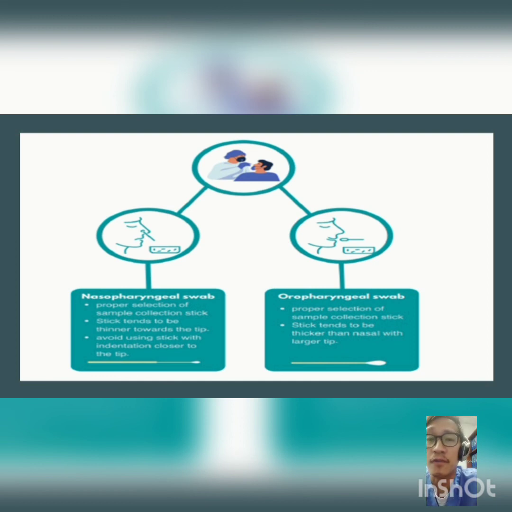So I think most especially for those who are taking samples, if you are going to take a sample through the nasopharyngeal or nasopharynx, you will see that the stick is less thick compared to oropharyngeal, especially the tip, and it is more flexible compared to the stick in oropharyngeal swabbing. As compared to oropharyngeal swab, the stick tends to be thicker than nasal with a larger tip. So nasopharyngeal, less thick, especially the tip, while oropharyngeal, it's thicker, especially the tip.